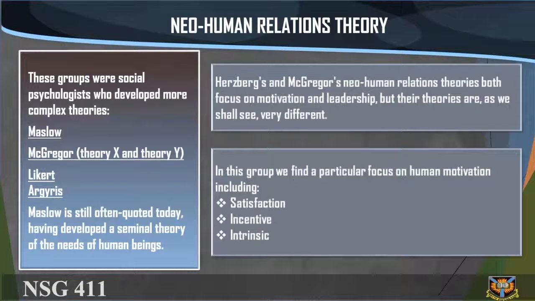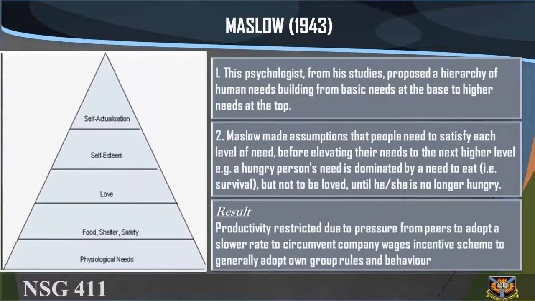Herzberg and McGregor's neo-human relations theory both focus on motivation and leadership, but their theories are, as we shall see, very different. In this group, we find a particular focus on human motivation, including satisfaction, incentive, intrinsic.